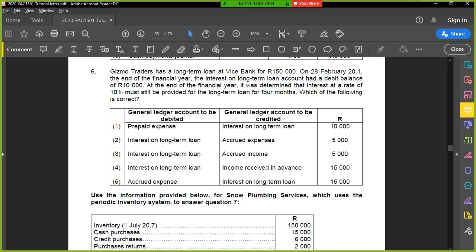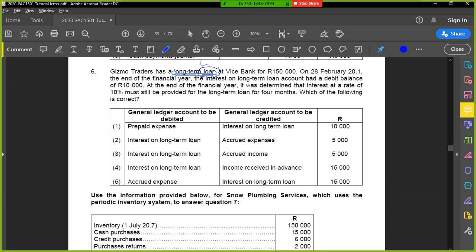So the first one, number 6, says Gizmo Traders has a long-term loan at Vice Bank for 150. These are things you should be picking up on. When you read the question, certain things should stand out. That loan is standing out. Do you know what a loan is? Yeah, when you borrow money. Okay, but what type of element is it? Oh, sorry, it's a liability. Good. So there's obviously borrowing here. You have a loan, it's 150.